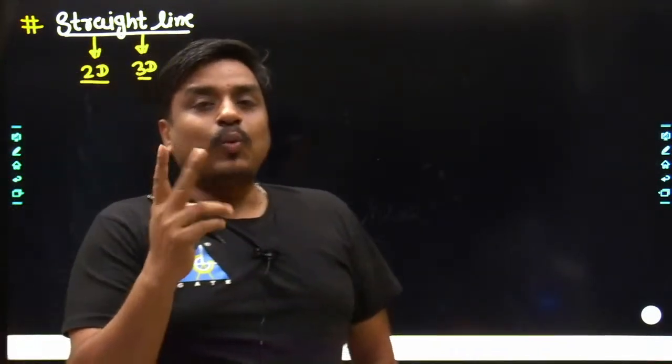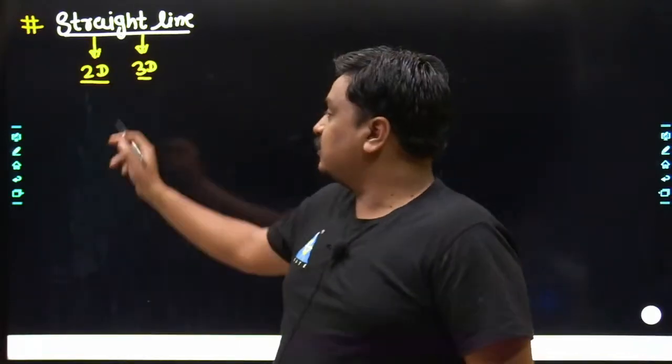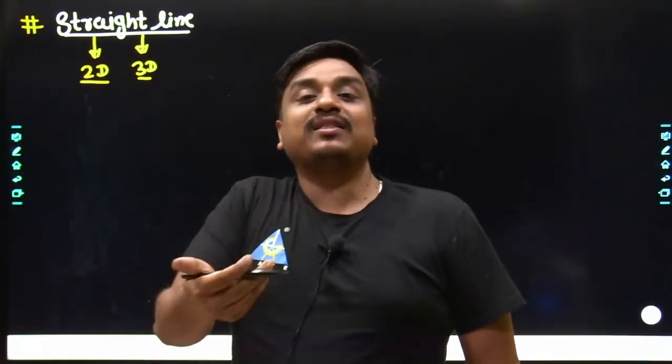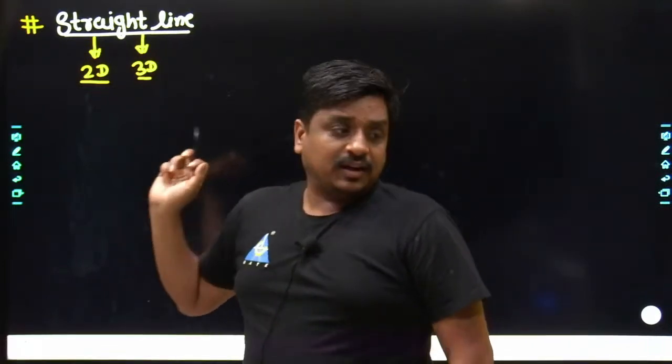What does 2D mean? That means only two values, maybe XY, maybe YZ or maybe ZX, change when you are traveling over the straight line. In that case, it is a 2D straight line. Similarly, if the values of X, Y and Z together change as you move over the straight line, that straight line is a 3D straight line.